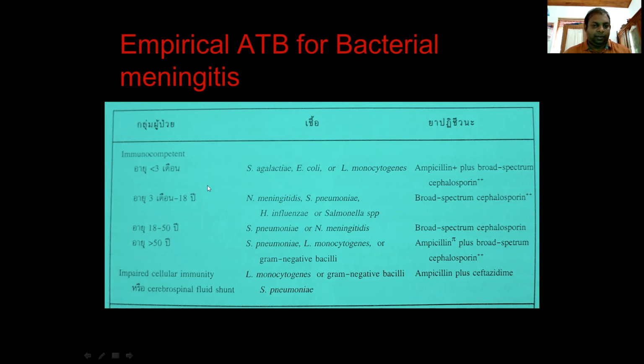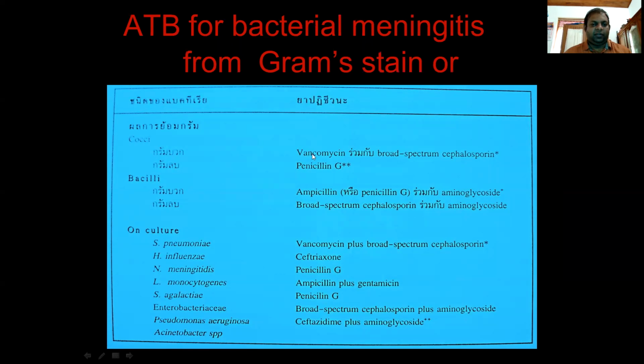This is about the immunocompetent. What are the common organisms and which antibiotic should we use? In immunocompetent patients, these are the common organisms for age less than 3 years, 18 to 50 years, and more than 50 years, as I said earlier. So it depends on that. With impaired cellular immunity and cerebral fluid shunts, they are more prone to get Listeria monocytogenes and gram-negative bacilli: ampicillin, ceftazidime, depends. In the same way, the preferred therapy for gram-positive cocci is vancomycin, penicillin G.